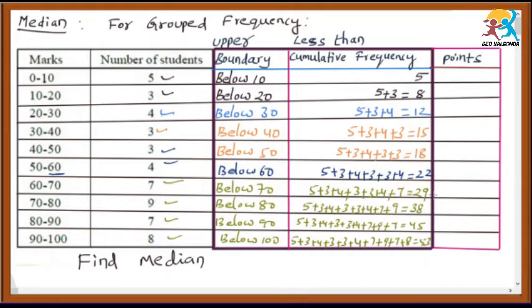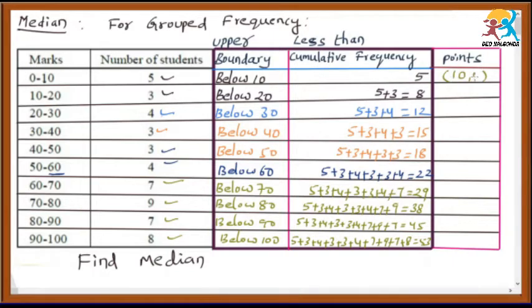So after writing the less than cumulative frequency, we have to write the points. So how to write the points? Suppose for this data, if you want to find out the median by using the graph, there we have to write the points. How to write the points? On x-axis we have to take the upper boundaries, and on y-axis we have to take the less than cumulative frequencies. Then the points will become like this. So this is 10 comma 5.